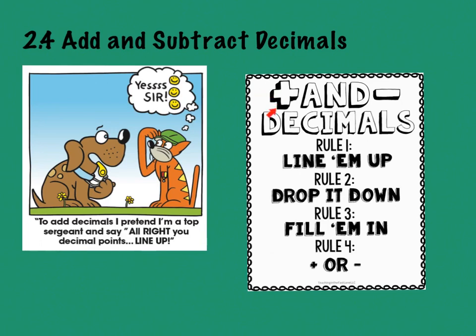And this is another little helpful thing. Rule number 1, line them up. Rule number 2, drop it down. Rule number 3, fill them in. And rule number 4, add or subtract. So I'll go back to this a couple of different times in this lesson, but this is the big idea today, that we line up the decimals. We're going to drop the decimal down into the answer. You're going to fill them in. That means that we put zeros in the blanks, if there are any, and then we're going to add or subtract. So here we go.